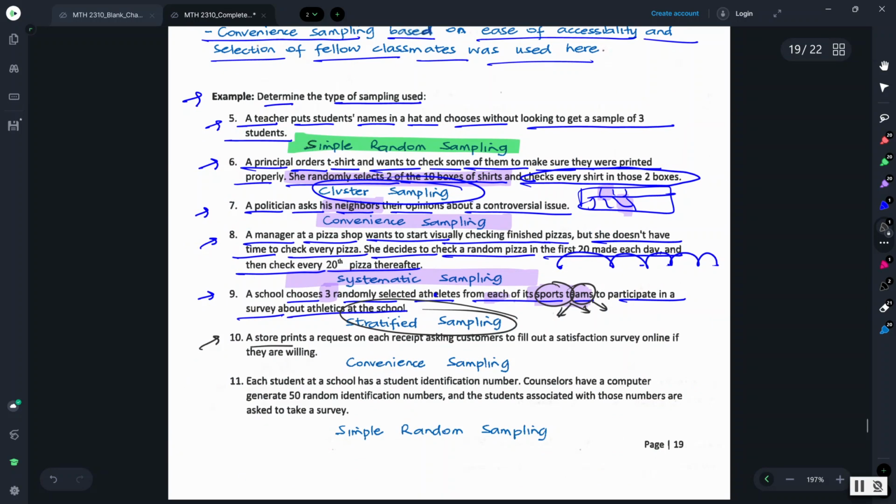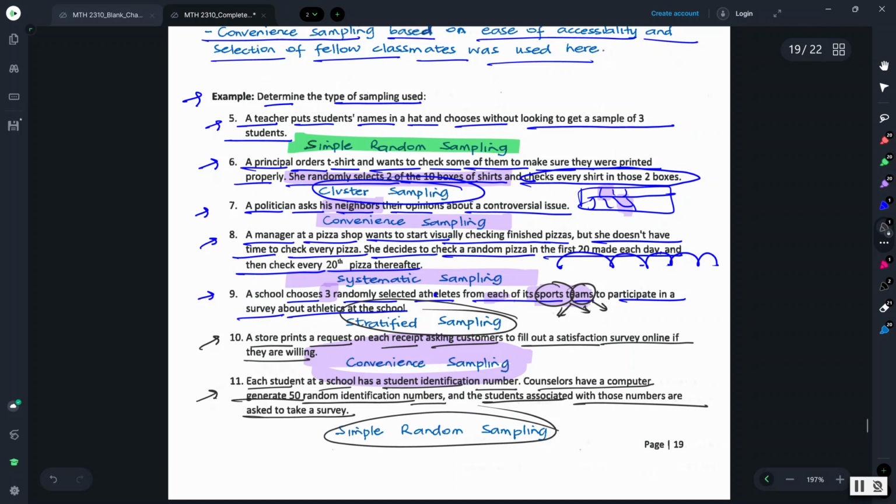Then 10. A store prints a request on each receipt asking customers to fill out a satisfaction survey online if they are willing. Well, reaching out to your customers alone, that will be an instance of convenient sampling. Then 11. Each student at a school has a student identification number. Counselors have a computer generate 50 random identification numbers, and the students associated with those numbers are asked to take a survey. That is simple random sampling because it guarantees each and every student an equal chance or non-zero chance of being selected to be in the sample.